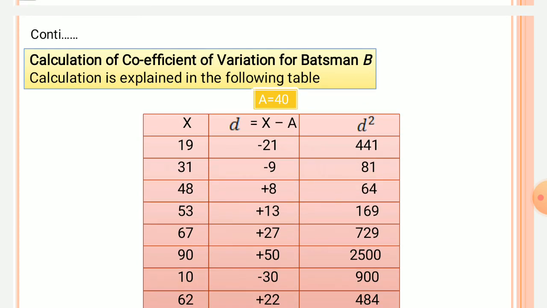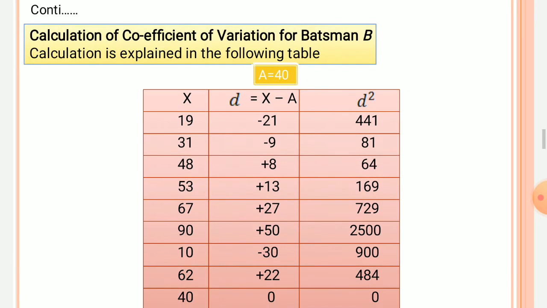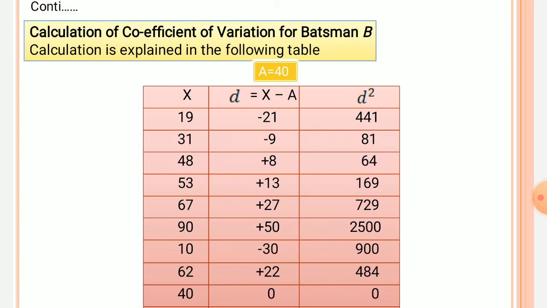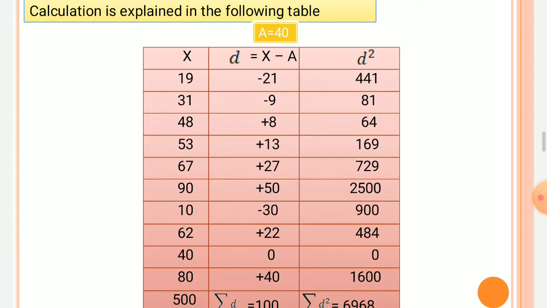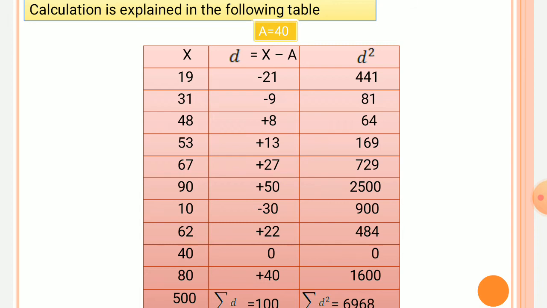Now let us calculate CV of batsman B. Calculation of coefficient of variation for batsman B, and here the given values are taken in the first column, and we have to find D. D means difference, that can be known as x minus A. So here 40 is taken as assumed value.